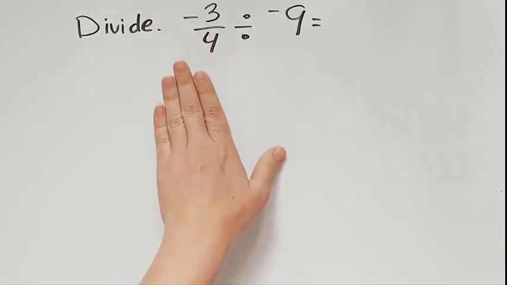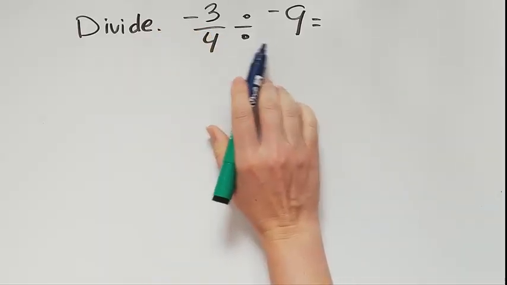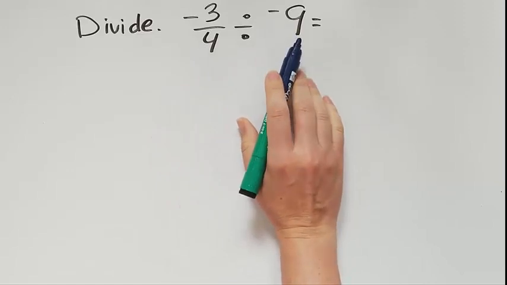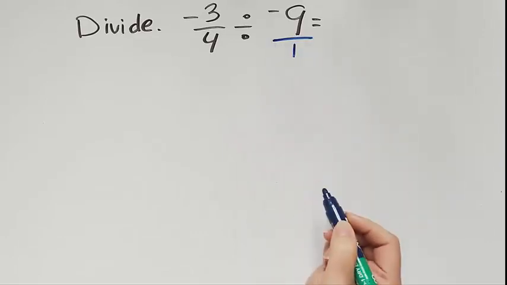So our next problem tells us to divide. We have negative 3/4 divided by negative 9. So the first thing we're going to notice is that we have a fraction and a non-fraction. I need to make this into a fraction so I can do operations with fractions. How do you make a whole number a fraction? You throw it over 1.